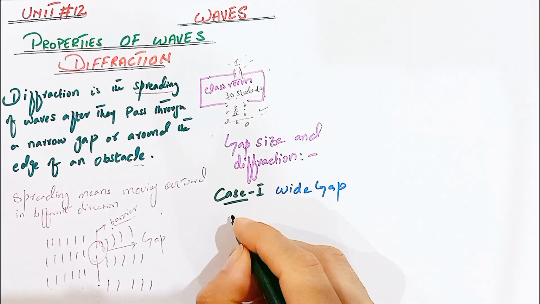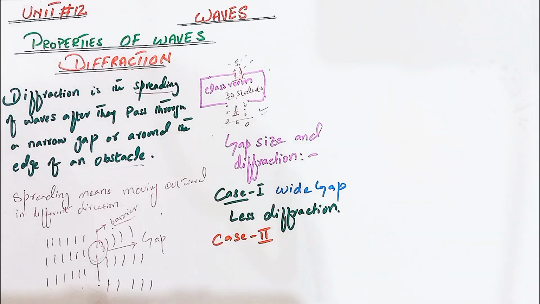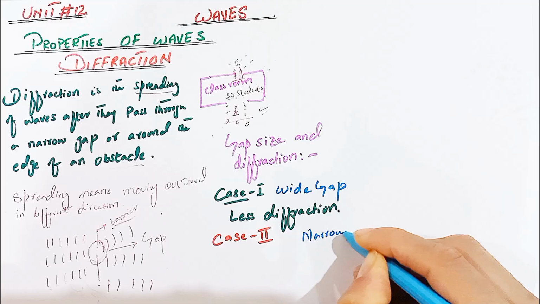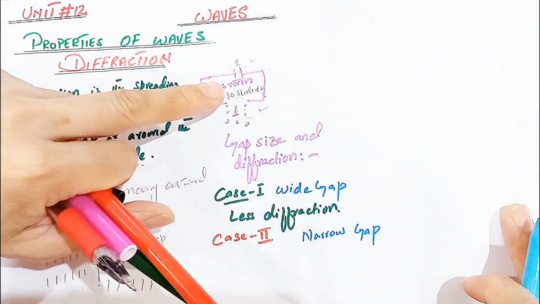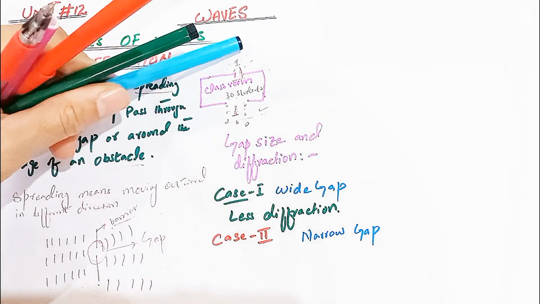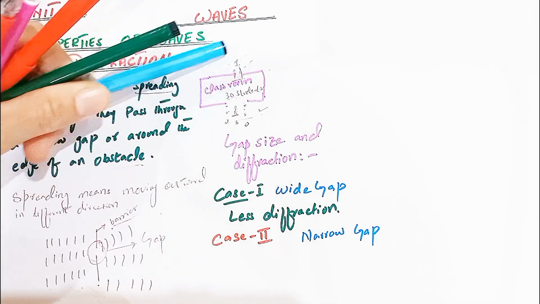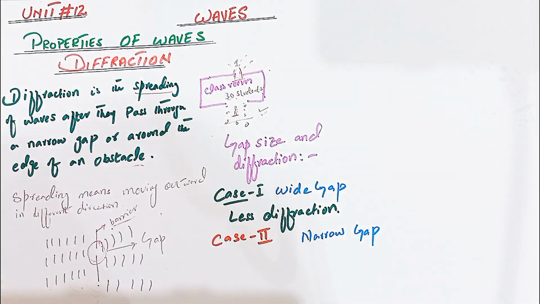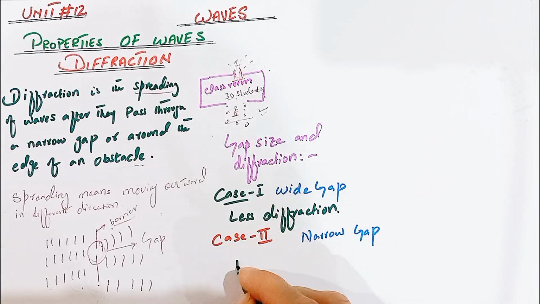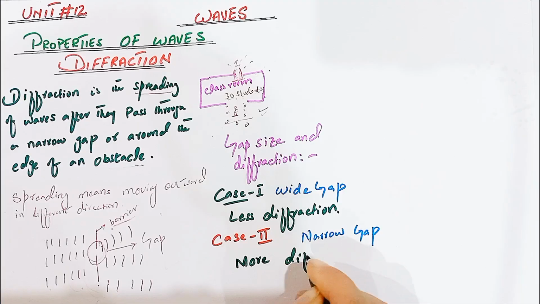When the door is narrow, and the gap is narrow, the waves coming out from this narrow gap spread out. So it shows more diffraction. In the wide gap, they show less diffraction. In the narrow gap, this shows more diffraction.